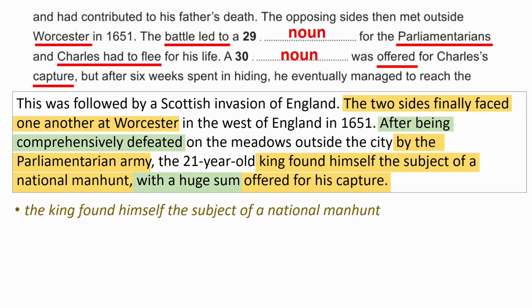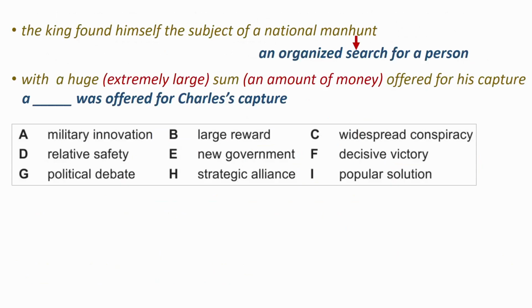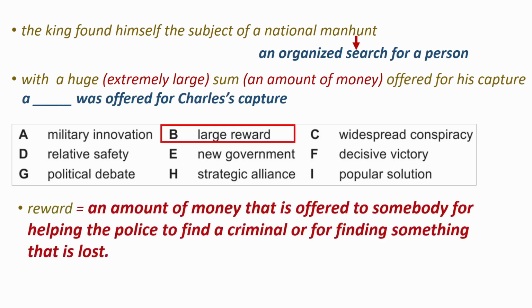Let's see. So here we have the king found himself the subject of a national manhunt. Manhunt is an organized search for a person. And then we have "with a huge sum offered for his capture." Huge means extremely large, and sum, an amount of money. So the only answer that makes sense here is large reward. A reward is an amount of money that is offered to somebody for helping the police or the authority to find a criminal or for finding something that is lost.